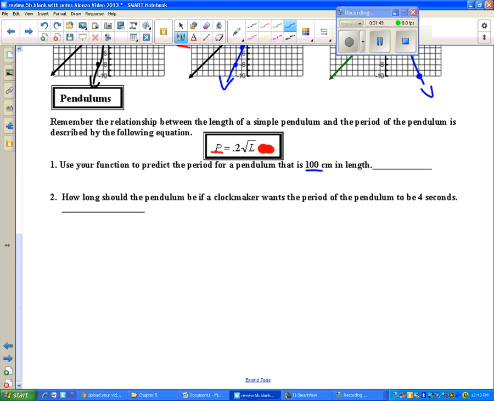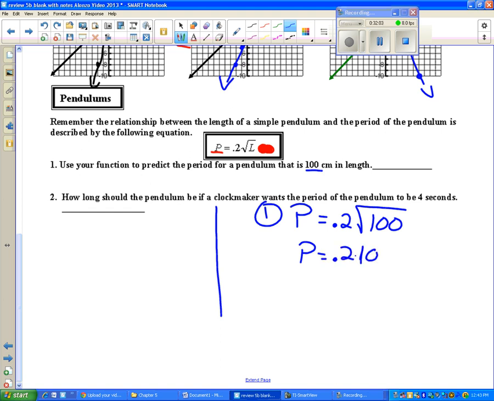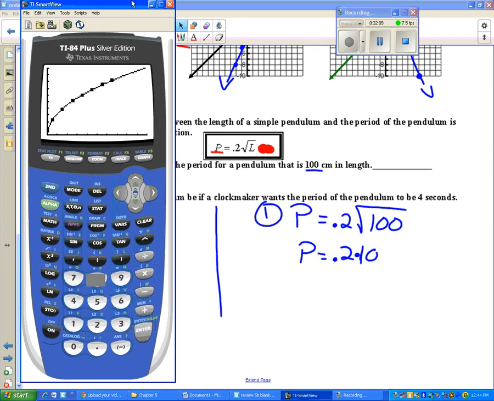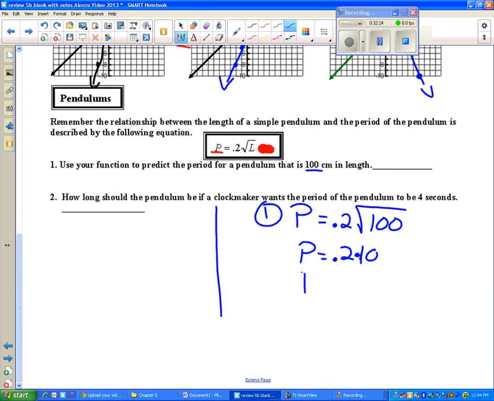So that tells me, and I'm going to do number 1 over here, that my period is equal to 0.2 times the square root of 100, where the square root of 100 is 10. So this is 0.2 times 10. So go to your calculator. Second mode to quit. So this is 0.2 times the square root of 100. And it gives me 2. So that tells me my period is 2 seconds.